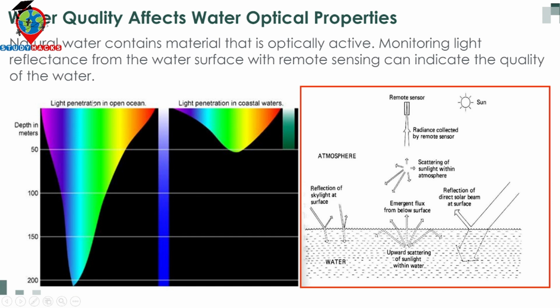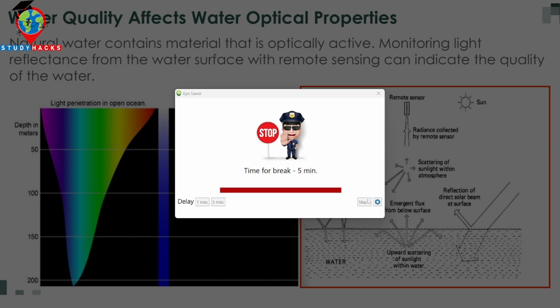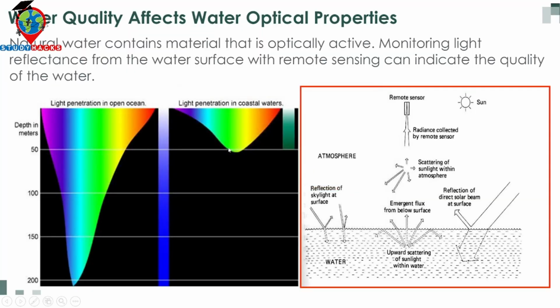You can see the light penetration in the open ocean. We can see the light goes to a greater depth in the open ocean. Also, you can see the light penetration in the coastal areas, where we get light only for this region, only for about 50 meters, because there is a lot of particulate matter, a lot of total suspended solids, a lot of material.